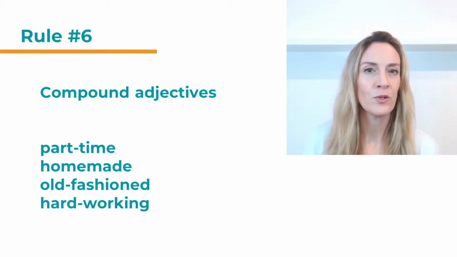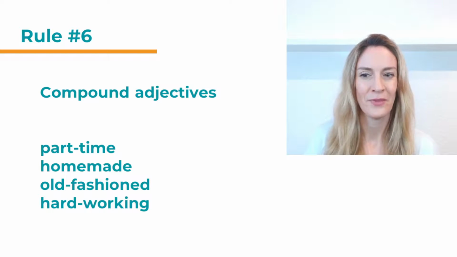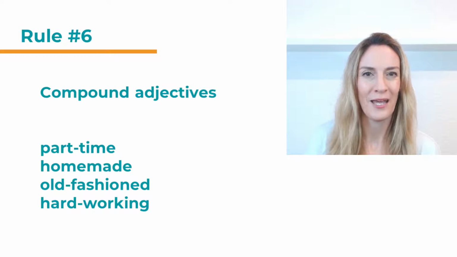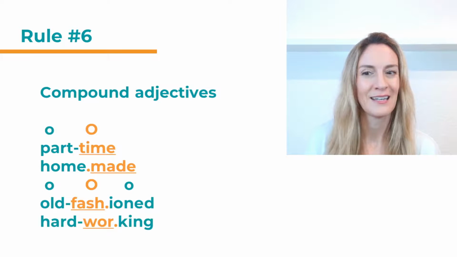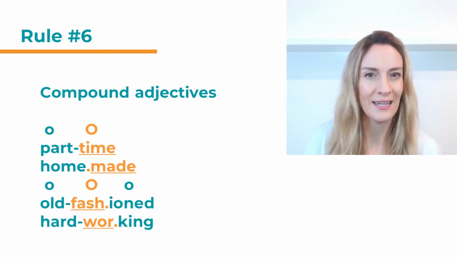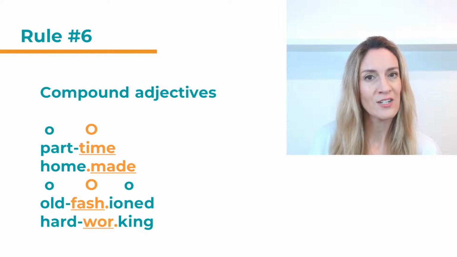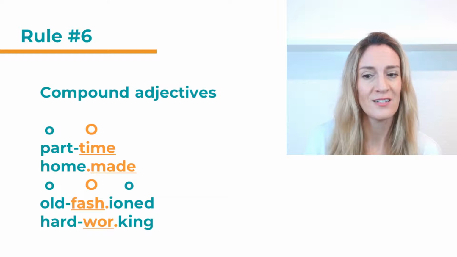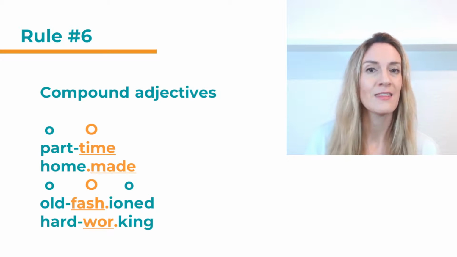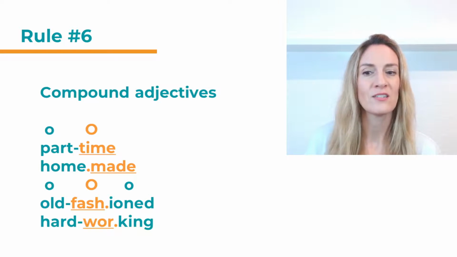So I'm going to say the words again. Listen out for the stress. Part-time, homemade, old-fashioned, hardworking. Here, the stress is on the second syllable. Part-time, homemade. Those two words consist of only two syllables. The next two adjectives, old-fashioned, hard-working, they consist of three syllables, but the stress is again on the second syllable. And the second syllable is always also the second word.